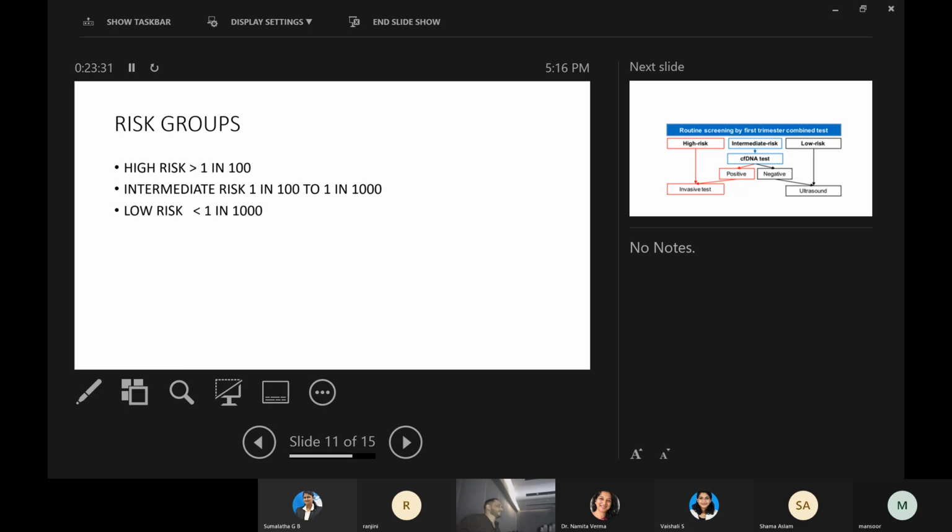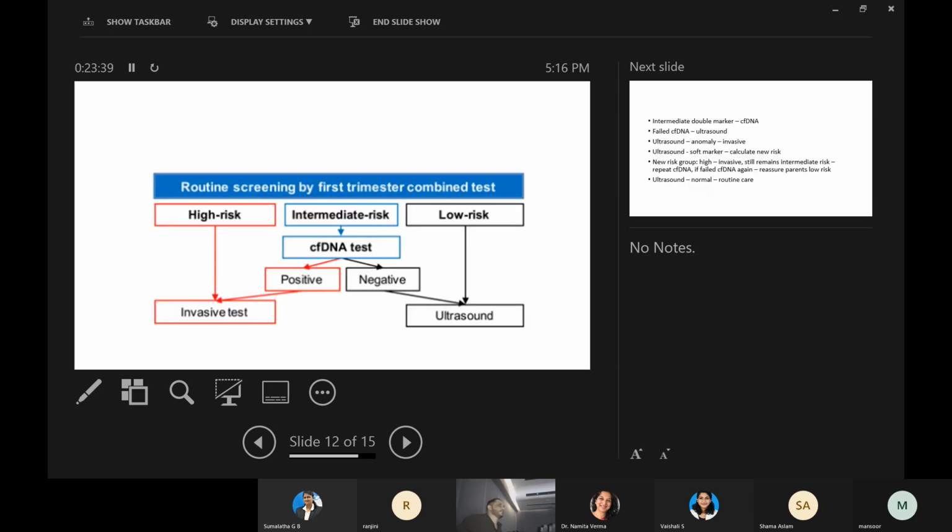So we have got our risk by using the software, and we have categorized our patient as high, intermediate, and low risk. Now, what is the pathway we should follow? If the patient has low risk, then just continue with the second trimester scan. If intermediate risk, offer cfDNA, NIPT. And if cfDNA is negative, then just continue with the second trimester ultrasound. And what if the cfDNA is positive? If it is positive, we have to go for invasive testing. In any case, if combined risk is coming high, then directly do the invasive testing.